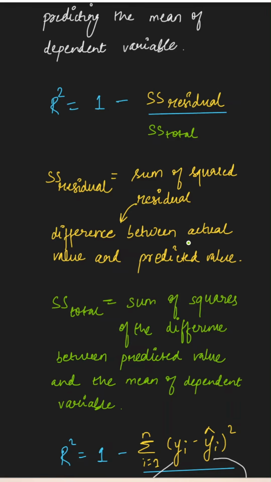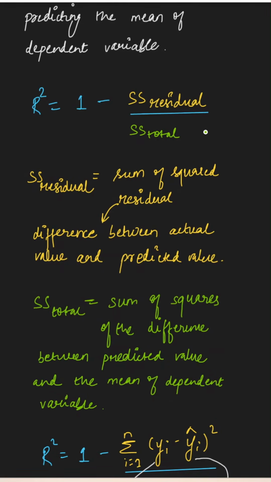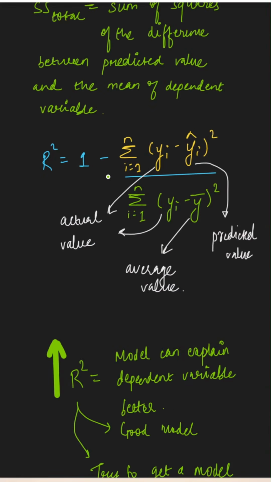The formula for R square is 1 minus SS residual divided by SS total. SS residual means sum of squares of residual, and residual is the difference between the actual value and the predicted value, and SS total is the difference between the actual value and the mean of the dependent variable. So we can say R square is equal to 1 minus summation i equals 1 to n (yi minus y hat) whole square, where y hat is the predicted value and yi is the actual value, divided by summation i equals 1 to n (yi minus y bar) whole square, where y bar is the average of the dependent variable.